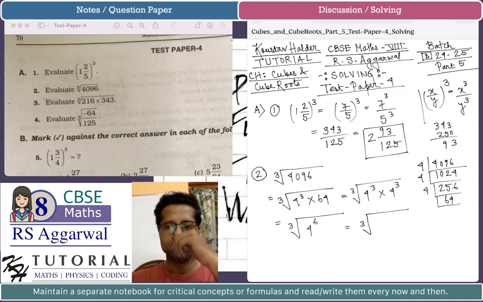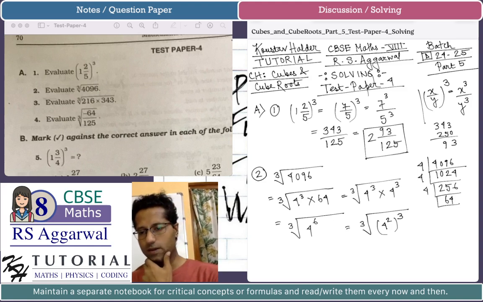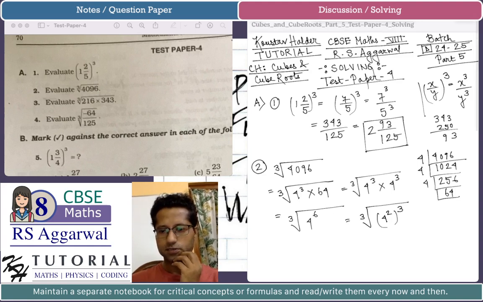Or you can express the 4 to the power 6 as an exponential term with power 3. That is, we can say this is 4 square and whole raised to the power 3. 4 square and whole raised to the power 3 is same as 4 to the power 6.